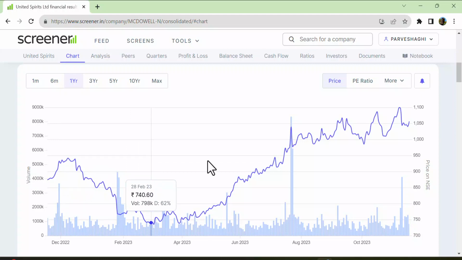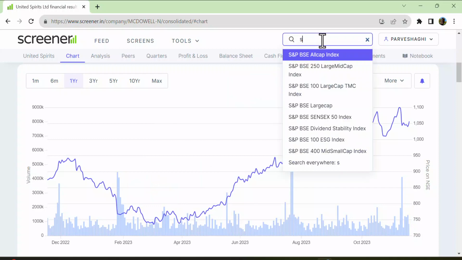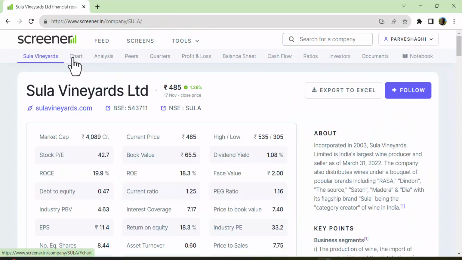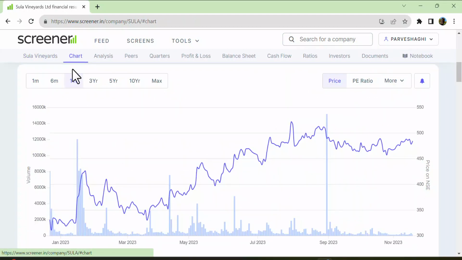Okay, it came down to what? This is what? Oh, this is United. We have to go to Sula. So Sula has been showing a steady increase after that.